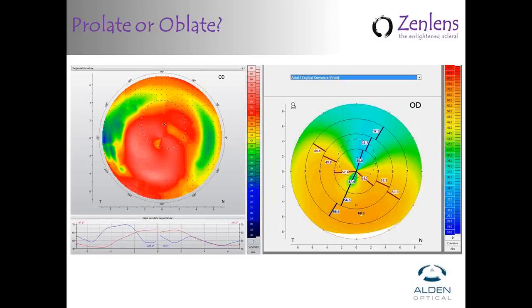So this was just a slide of an example. The image on the left, which has the bright red central area, this is a patient actually just fitted him last week with the Zenlens. And as you can tell, the hot spot or the area of greatest curvature change is relatively near the center of the map. And so this patient did very well in a 17 millimeter prolate design lens. It was a very nice fit, great comfort and vision from the outset.